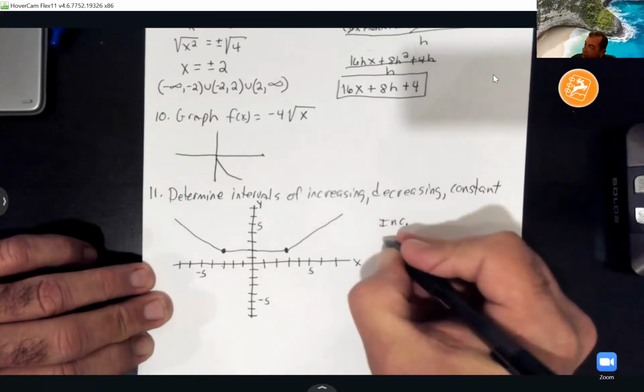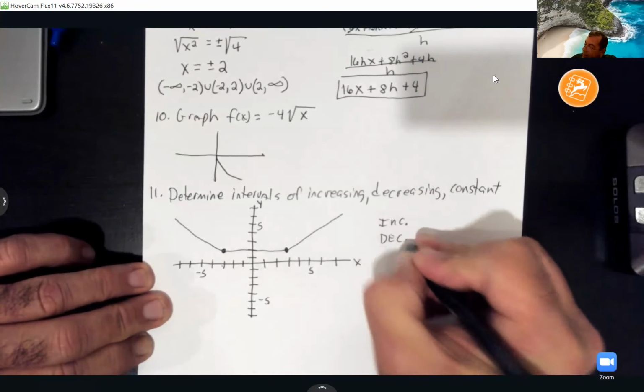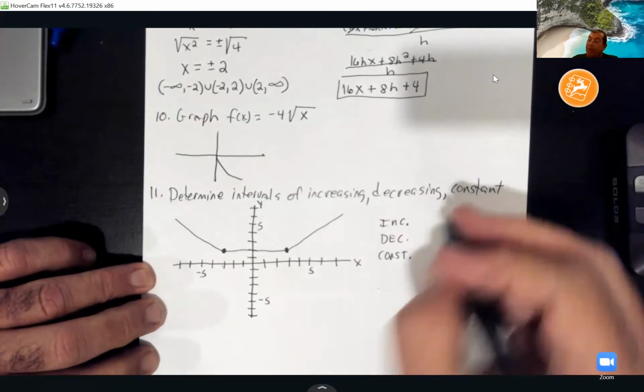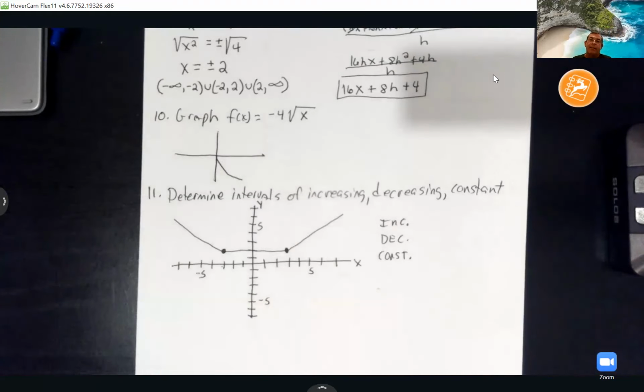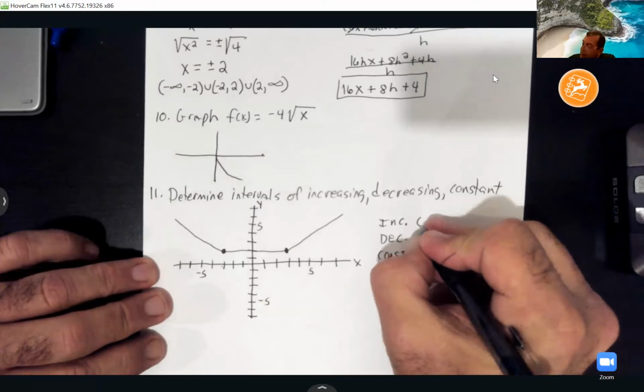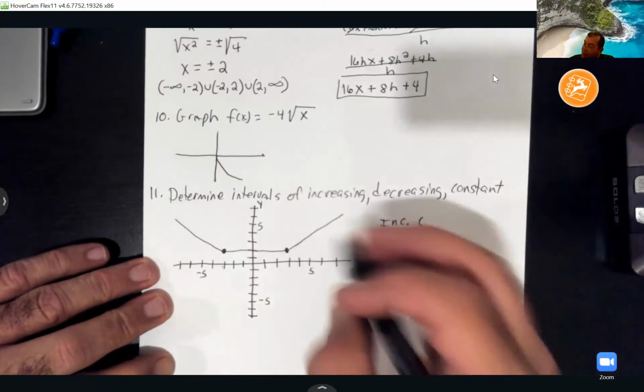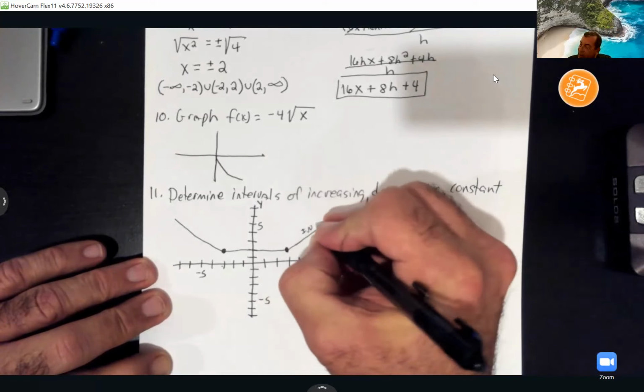So I'm going to put my increasing, decreasing, and constant. Now remember, these will use the curvy parentheses. So increasing, this graph is going uphill left to right. So this right here is my increasing.